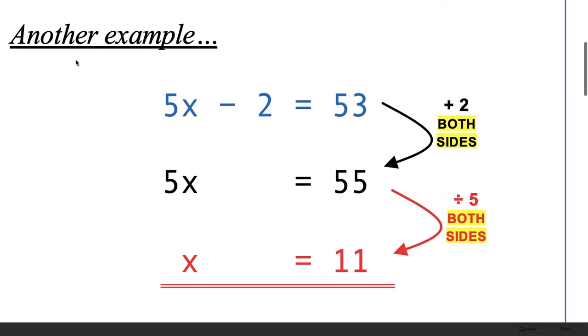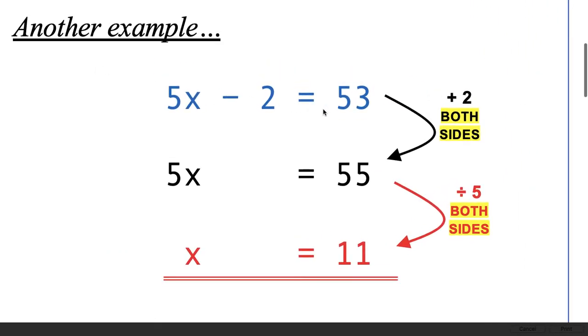5x minus 2 equals 53. I want to get the x bit on its own, so I need to get rid of the minus 2. I do that by adding 2 to both sides, and I get 5x equals 55. I don't want to know what 5x's are, I want to know what a single x is on its own, so I divide everything by 5 to get a single x equal to 11. So remember, an x on its own means 1x.